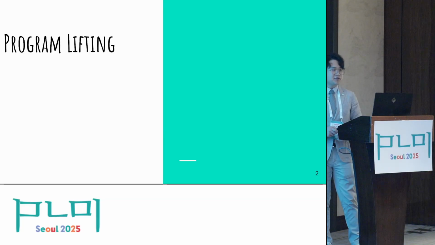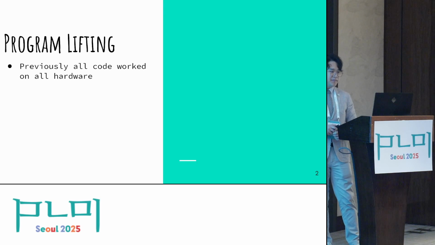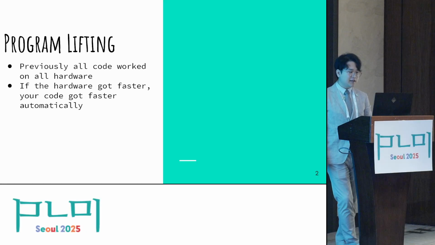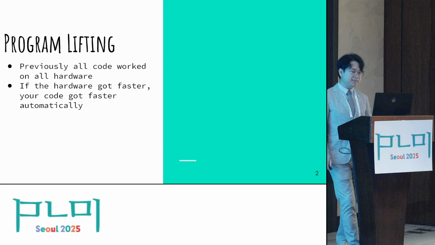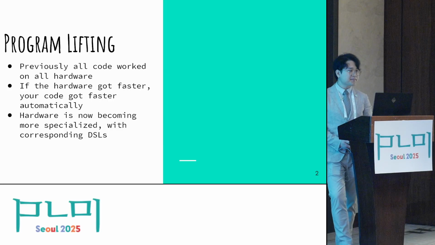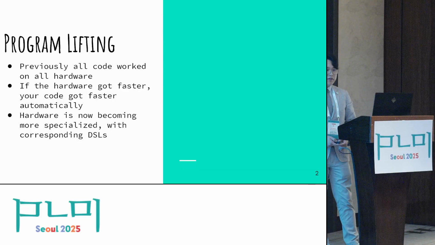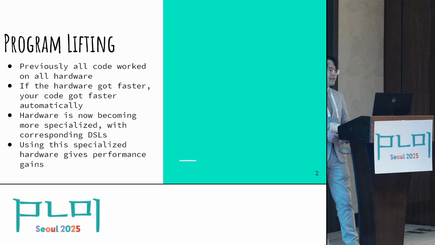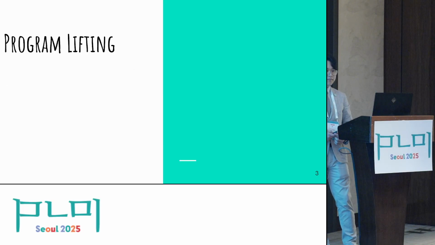First, let me introduce you to program lifting. Previously, all code worked on all hardware. And if the hardware got faster, your code got faster automatically. Hardware is now becoming more specialized with corresponding DSLs. TPU, GPU, AI accelerators, they all ship with their own DSLs. And using this specialized hardware gives performance gains.